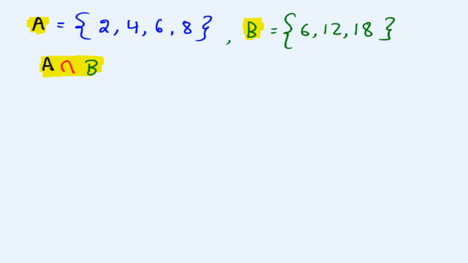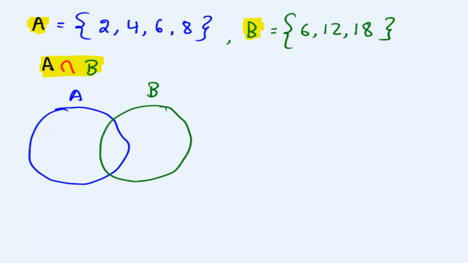If we draw a Venn diagram for these, here's our set A, here's our set B. So the elements in A are 2, 4, 8, and 6 is shared because 6 is common in both of these sets. So 6 goes in the middle. And the elements that are only in B are 12 and 18. So our intersection in the middle here has only one element in it this time, and it's a 6. So we write here that the intersection of A and B is a set consisting of only the number 6, because that's the only element that is in both sets.